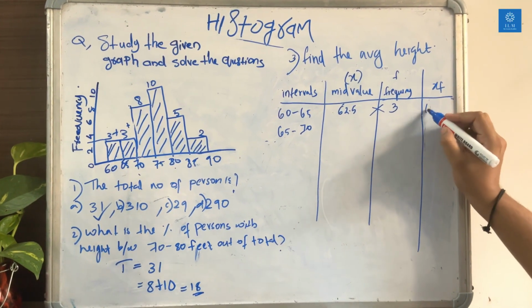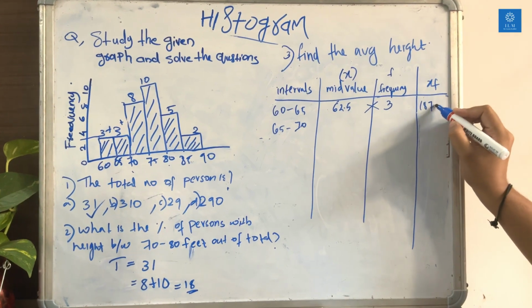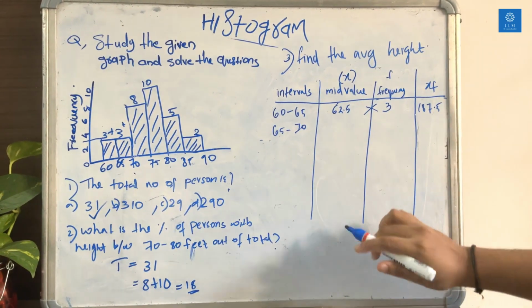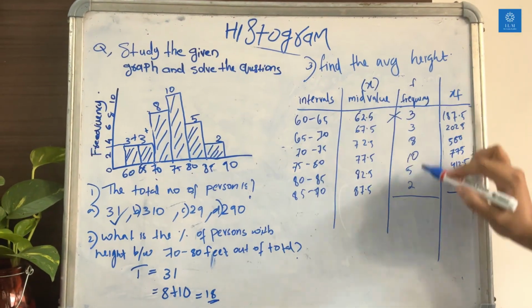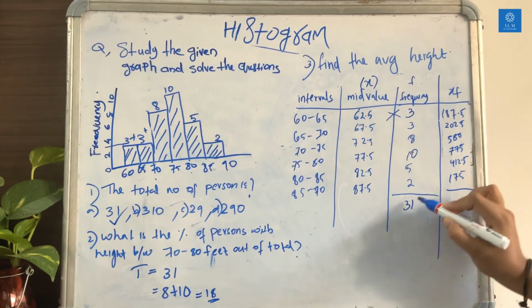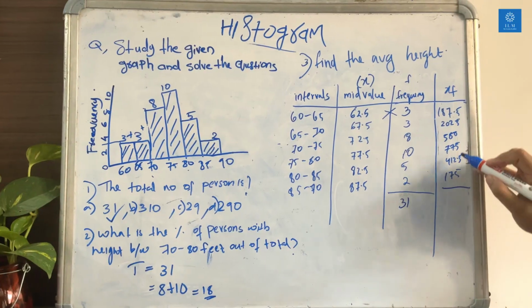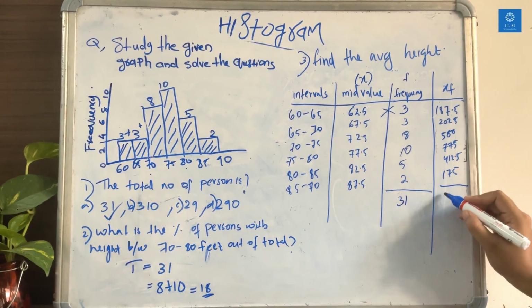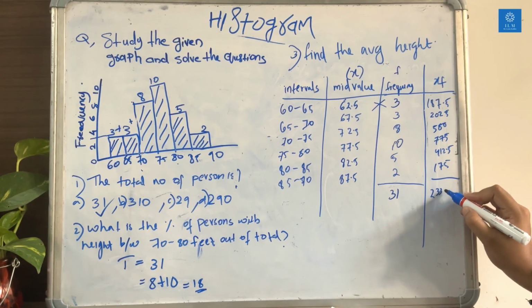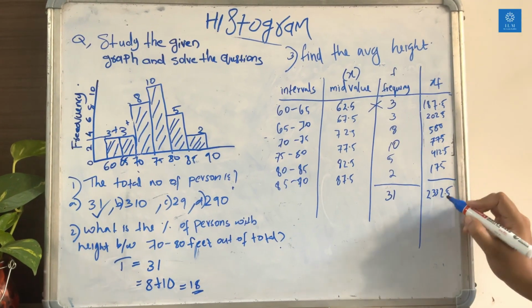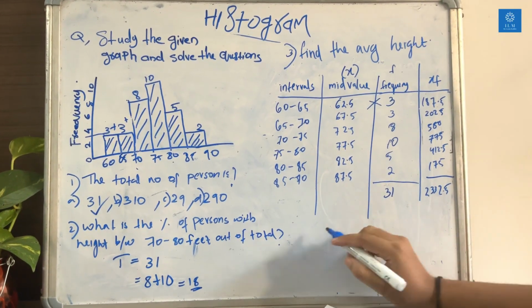So that will be 187.5. In similar fashion, we have to do it till 85. Here the total frequency, as we know, is 31, and for the product of the frequency and the mid value, you have to take the sum of the values, that is 2332.5.